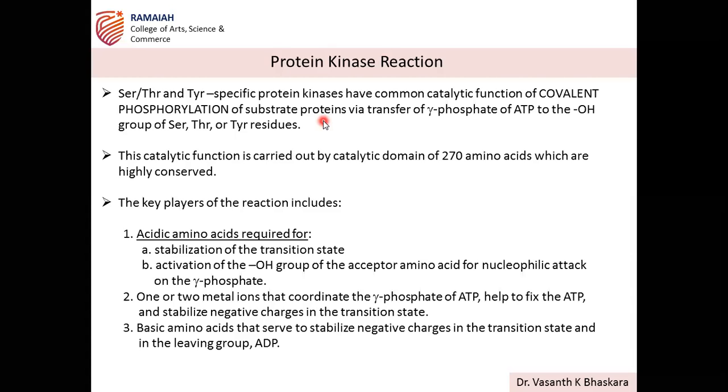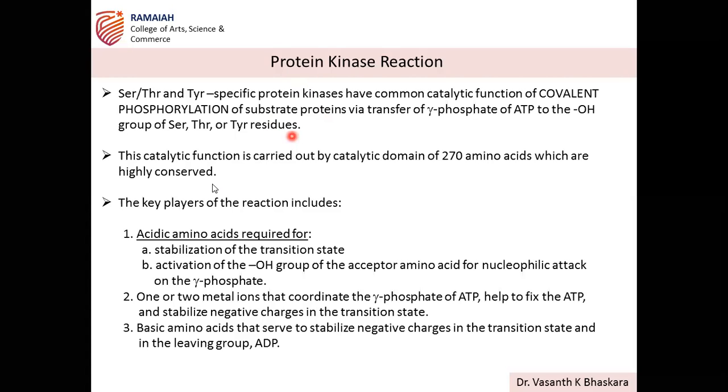And in that case, the protein kinase reaction means covalent phosphorylation of the substrate protein via transfer of the gamma phosphate of ATP to the, these are all hydroxyl group containing amino acids, so the hydroxyl group of serine, threonine or tyrosine. So this is the common function. This all you know about it. So basically kinases are phosphorylating the substrates and it is reversed because of the phosphatases.